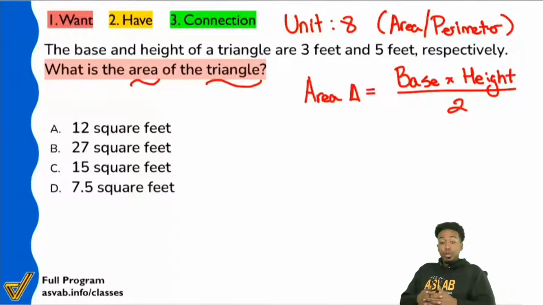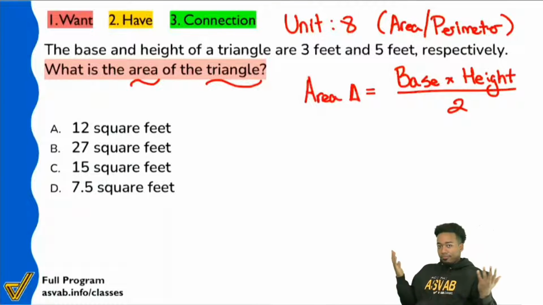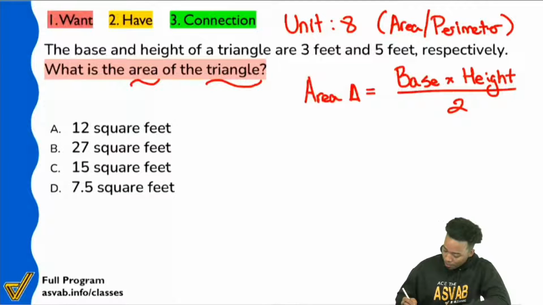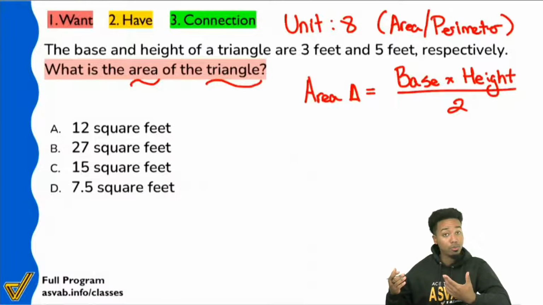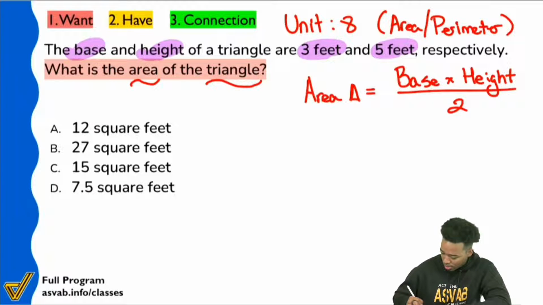Yeah, we do. The base and height of a triangle are 3 feet and 5 feet respectively. They gave you all the information. They give you everything you need. So all we need to do is, if we know the formula, we're good to go. 3 feet, 5 feet, base and height, just go ahead, get to work, we're done.